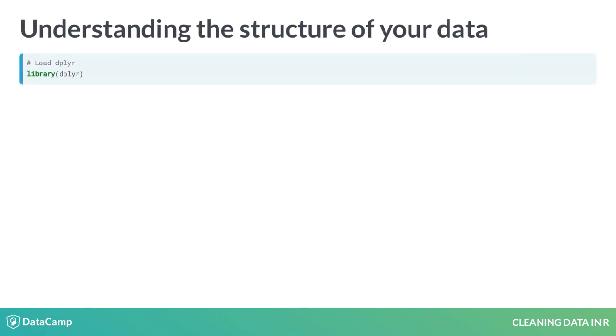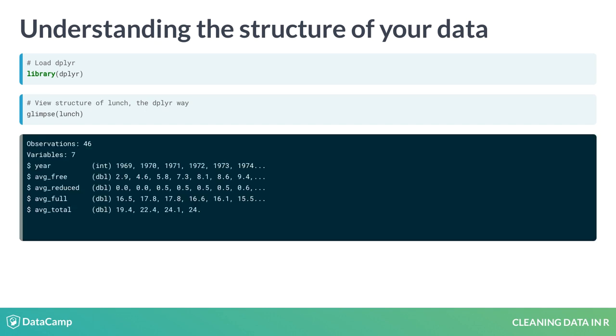The dplyr package offers a slightly different flavor of str called glimpse, which offers the same information but attempts to preview as much of each column as will fit neatly on your screen. So here, we first load dplyr with the library command, then call glimpse with a single argument, lunch.